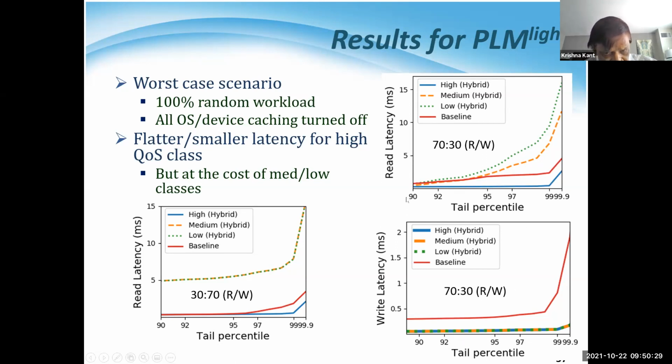And these are the read latency, and the write latency is uniformly low. This is for the baseline case, the red curve, and this is for ours. It's uniformly low because obviously all the writes are initially going to the Optane, and therefore you achieve a very low write latency. So that's not a problem.